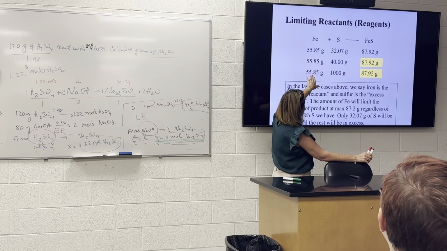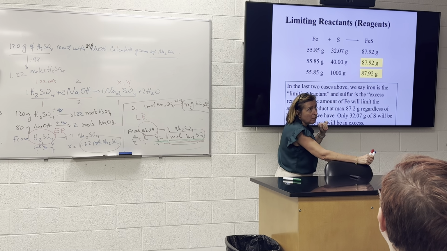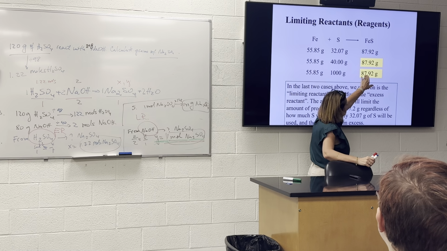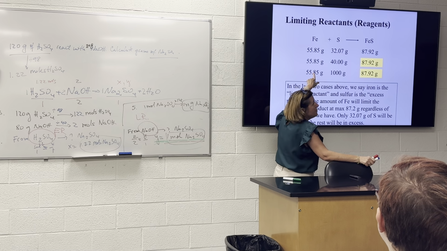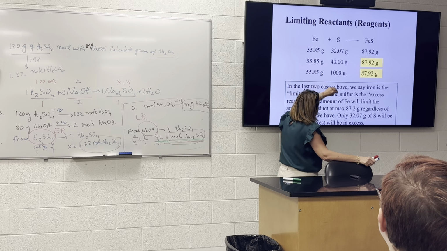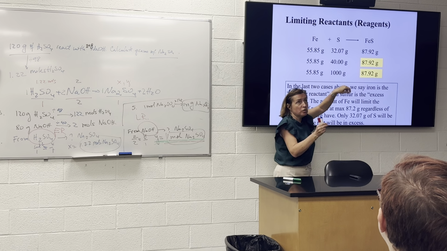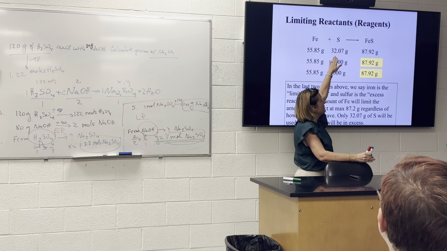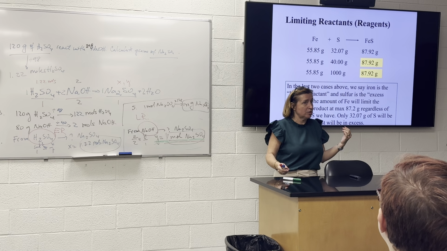If I have 55.85 grams of iron, but I have 1,000 grams of sulfur, I don't care. I'm still getting the same number of grams of product, because iron is my limiting reagent. It limits the reaction, okay? 32.07 grams of this 1,000 will be used up, and the difference, 1,000 minus that, will be left over unreacted, just sitting there in the reaction.